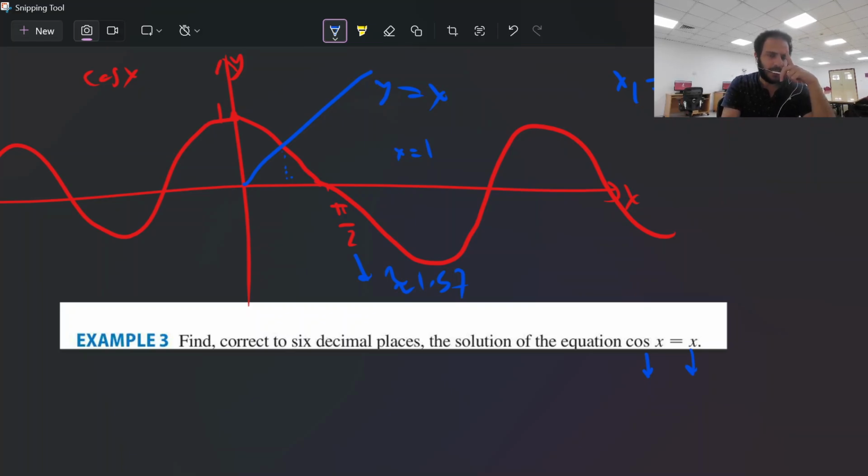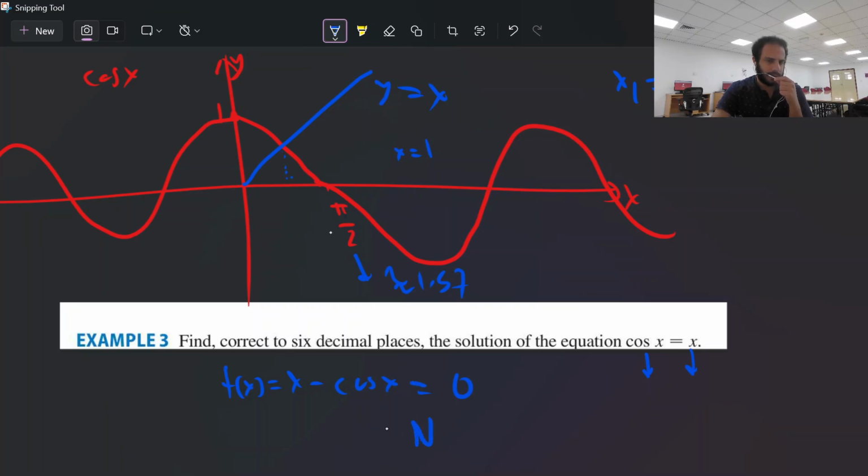To choose x1, if you don't want to draw the graph, there is another method using the intermediate value theorem again. So here, solve this equation. You get x minus cosine x equals 0, right? So our function is f of x equals x minus cosine x. I want this to be equal to 0. Using the intermediate value theorem.